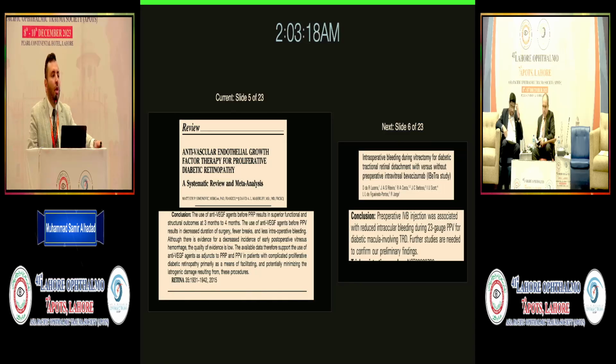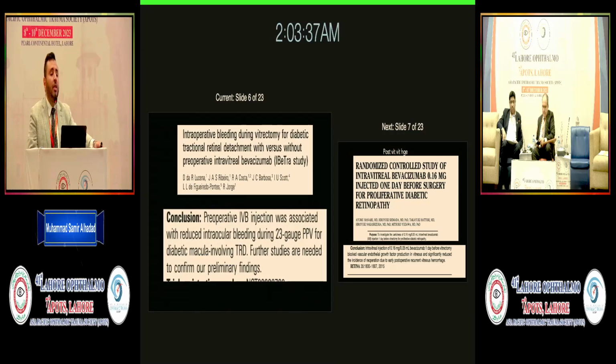And we can do a proper PRP. This proper PRP before the diabetic vitrectomy will save time intraoperatively, will decrease the incidence of neovascular glaucoma, will decrease the incidence of post-vitrectomy vitreous hemorrhage, and will decrease the incidence of breaks as well as post-operative retinal detachment.